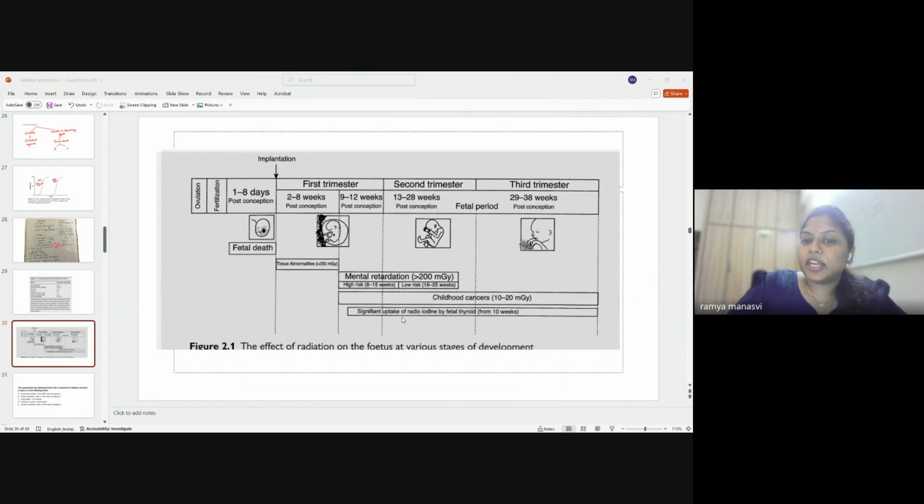There is significant uptake of radioiodine by the fetal thyroid from 10 weeks. So for nuclear medicine, it is very important for us to avoid this, because the fetal thyroid will take up the radioiodine and it will cause more effects for the fetus. Okay, so childhood cancers will take place from the half of first trimester to the 3rd trimester. Mental retardation, half of first trimester to 2nd trimester.